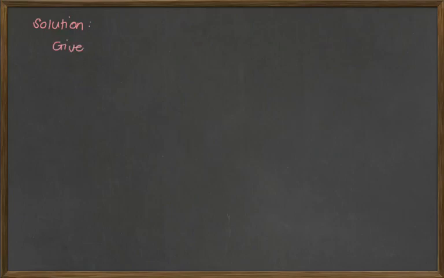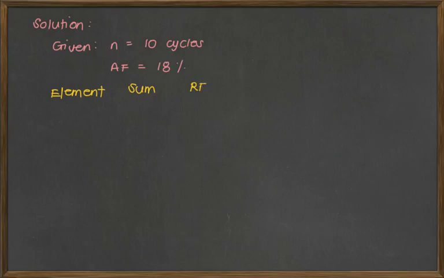So, given tayo that your n or the number of cycles is given at 10. And then our allowance factor is given as 18%. And then again, rewriting the following information for all the 5 elements, A to E.